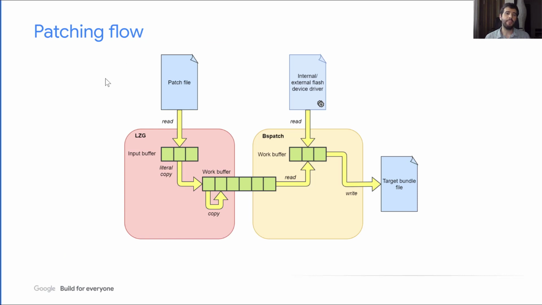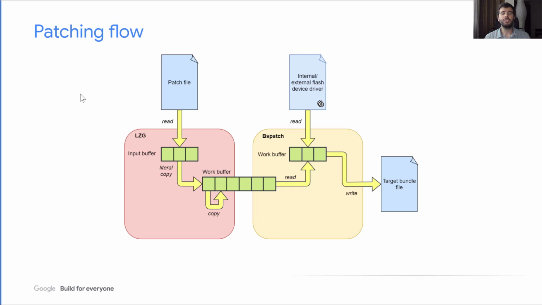In this diagram, we can observe the entire patching and decompression flow. So the patch file is passed to LZG, which does decompression on demand. The character device driver is configured to retrieve a specific raw image for a specific component and is passed to BSPatch, which is generating the target bundle file as an output.